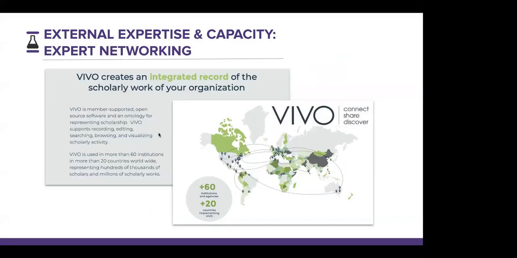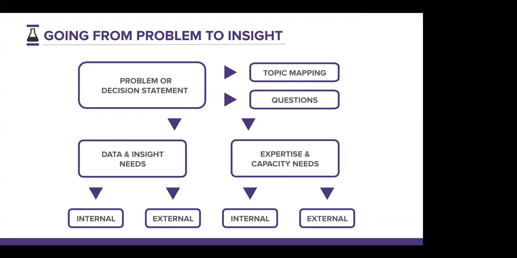And you can also start building networks. Vivo, for instance, is a network that tries to identify expertise, but then also connects it with the demand side as well.